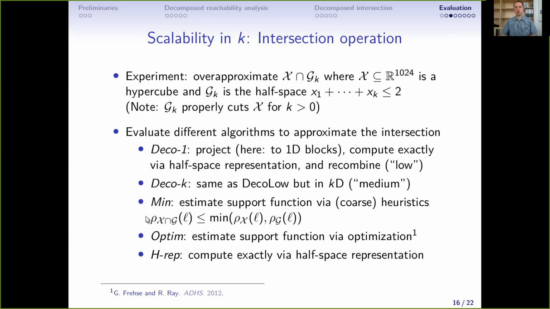This is in general very coarse. Then we have another algorithm that estimates the support function of the intersection using optimization. This is much more precise. And the last one uses the exact polyhedra representation. And we remove redundant constraints, otherwise this would be a constant time algorithm.